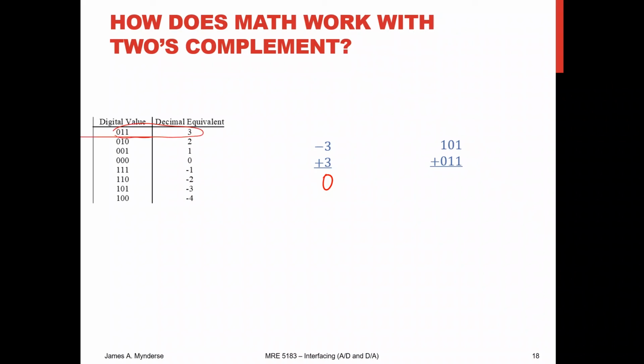Well, or digital equivalents. So I've got negative 3, here it is 1, 0, 1, and positive 3 is 0, 1, 1. So if I add those together, 1 plus 1 is going to be a 0 and carry the 1. And 1 plus 0 plus 1 is going to be a 0 and carry the 1. And 1 plus 1 plus 0 is going to be a 0 and carry the 1, except I only allocated 3 bits here, so throw that away. And I've got 0, 0, 0, which is 0 in decimal equivalent. So the math did work, our subtraction operation works, which is great.